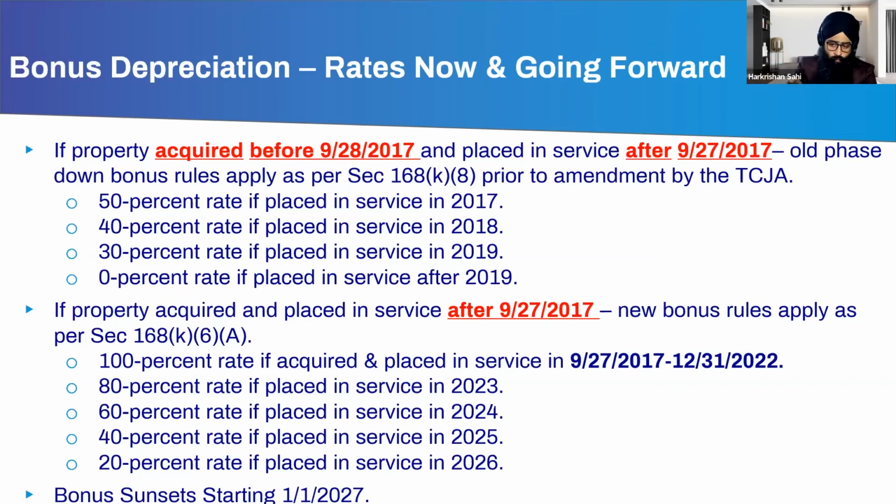And now we are living in the era that's after that, if you acquired and placed in service after 9/27/2017. We are in 2022 now, so that's why I'm not focusing on the old rule that much. New bonus rules apply, in which you get 100% if you're acquiring between 9/27/2017 and 12/31/2022, 80% in 2023, 60% in 2024, 40% in 2025, 20% in 2026, and bonus sunsets in 2027.